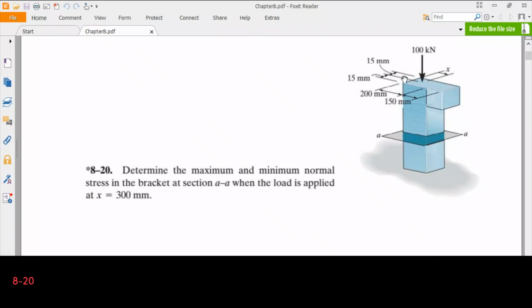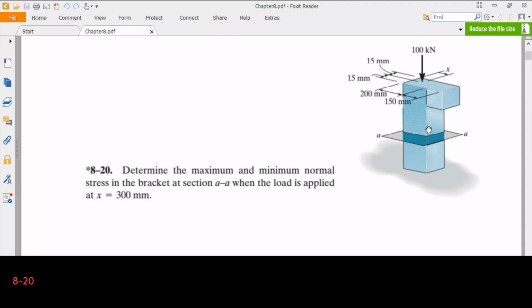Its width is 0.03 meters, so 30 millimeters. We have a 300 millimeters wide section, and then we have a 150 millimeters wide section. In fact, the load is applied at 300 millimeters from the short edge, and the magnitude of the load is given as 100 kilonewtons.